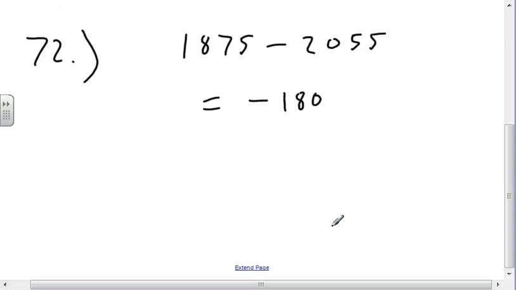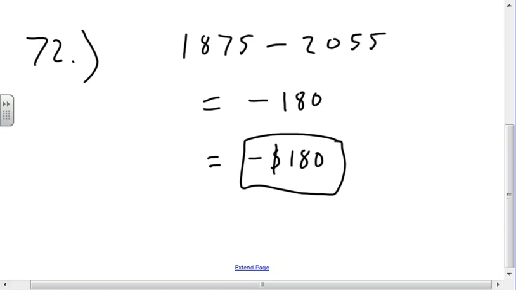Is that correct? Probably not, because we're dealing with money. So a better answer would be minus $180, right? If you're an accountant, then a better answer would be in red in parentheses like that. But we're not accountants, so we don't have to worry about things like that.